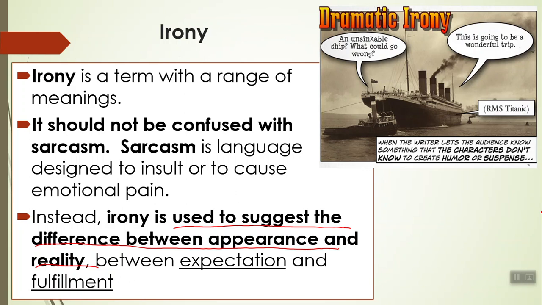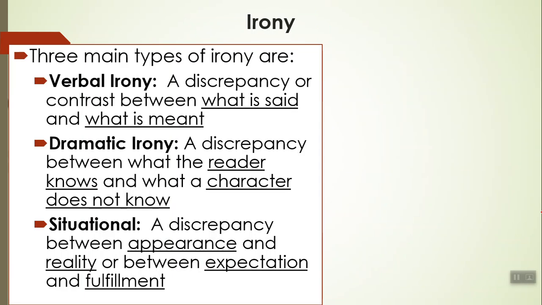Dramatic irony. It's an unsinkable ship. What could go wrong, says the tugboat of the Titanic, pulling it out to sea. This is going to be a wonderful trip. So dramatic irony happens when the writer lets the audience know something the characters don't know to create humor or to create suspense.